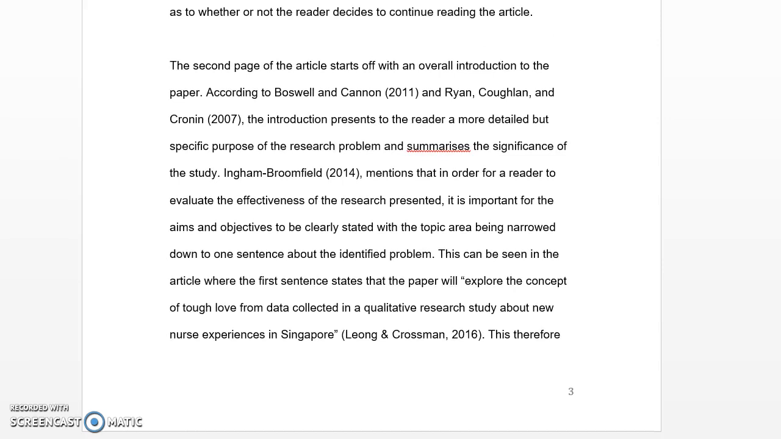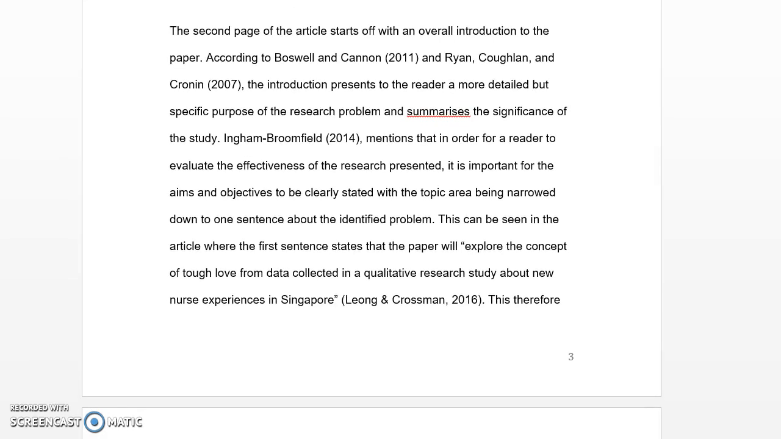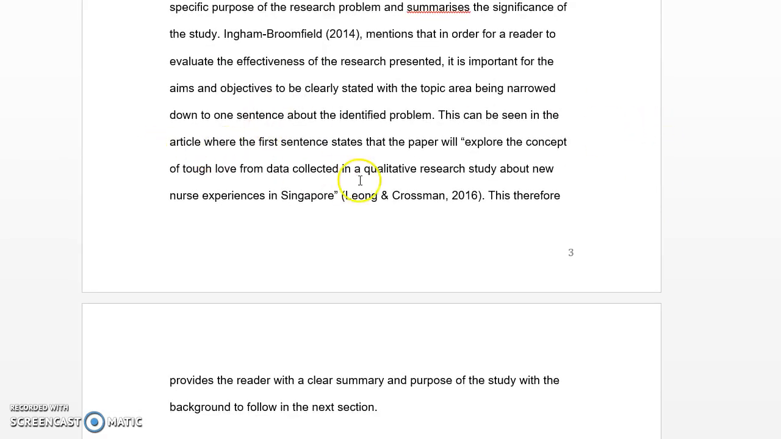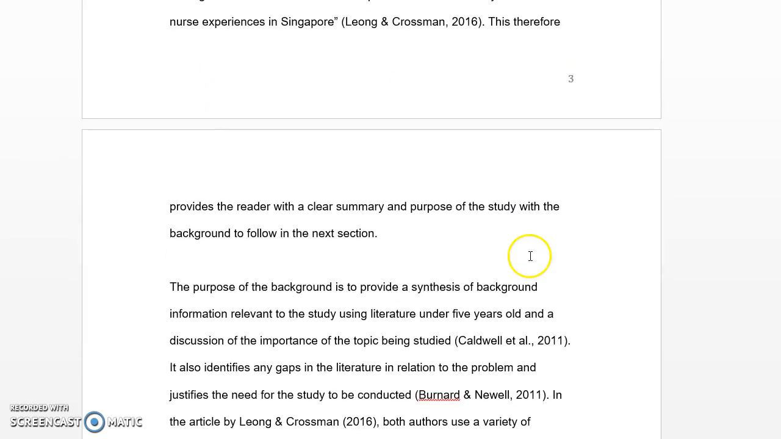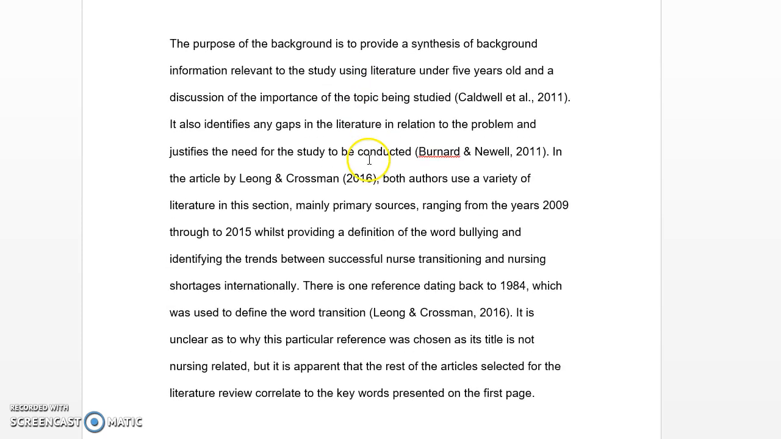We move on to the introduction. Okay, so she's talking about what should be in the introduction. Very nice. She's then again telling us what it is in the introduction, and then she talks about the background. Okay.